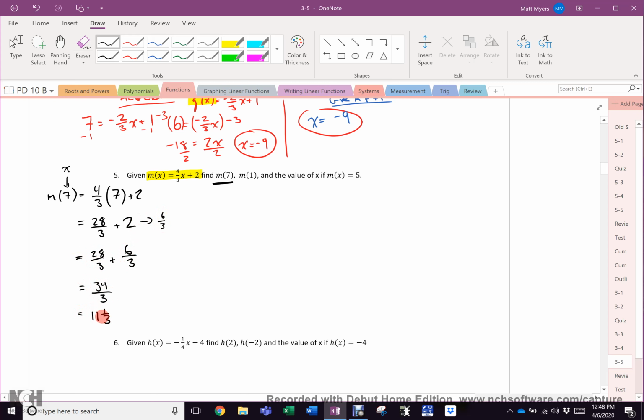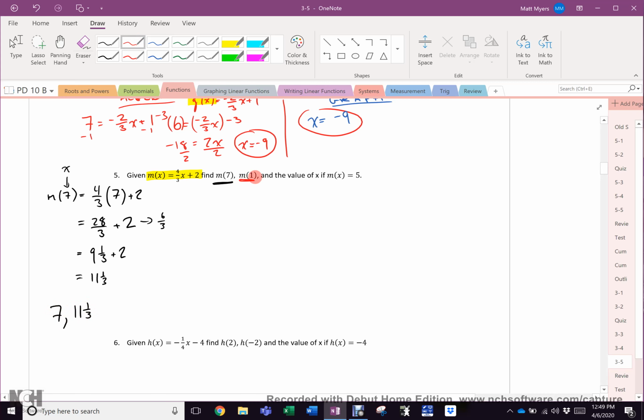Now, the other way you could look at that is you could have said, I'm going to erase all this, this is 9 1/3 plus 2. 9 plus 2 is 11 1/3. Doesn't matter how you think about it. But now I know x was 7, and what's y? 11 1/3.